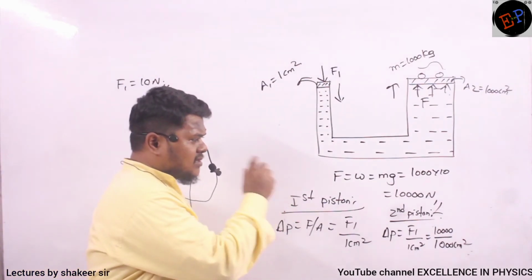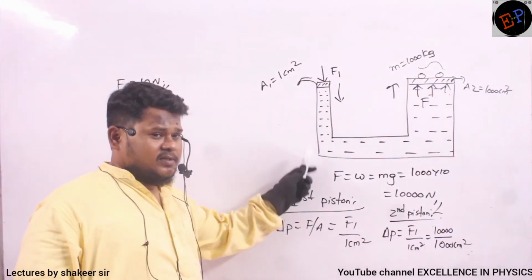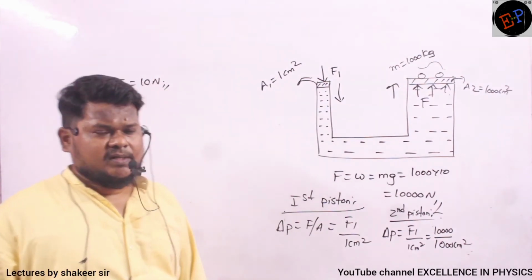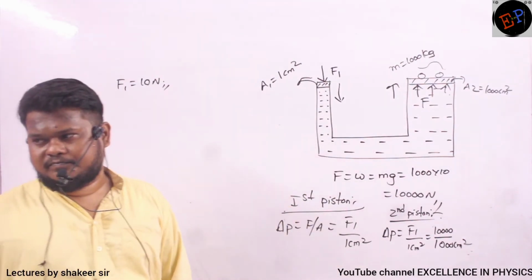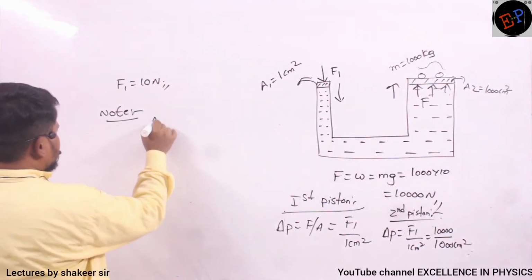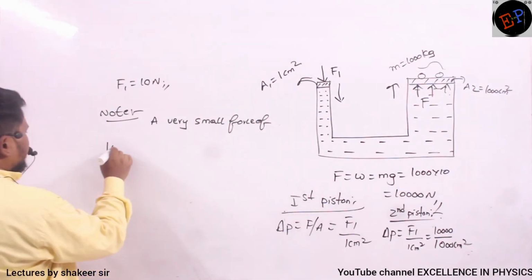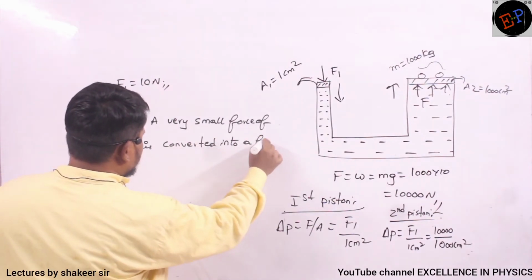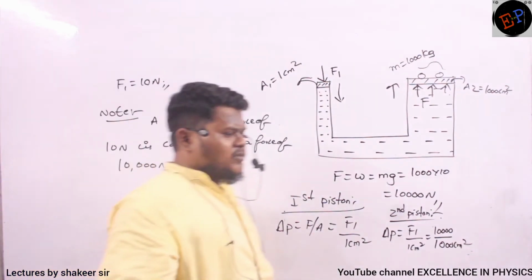So that is the advantage of Pascal's second statement. If you increase pressure at one region, the same increase in pressure is transmitted everywhere in the liquid. That is how nature works. So just a force of 10 newton is converted into a force of 10,000. So what is the note point we have understood here? A very small force of 10 newton is converted into a force of 10,000 newton. That is the beauty of Pascal's law.